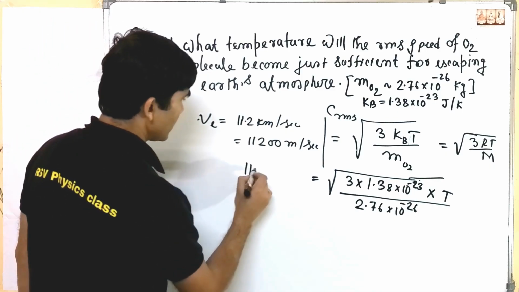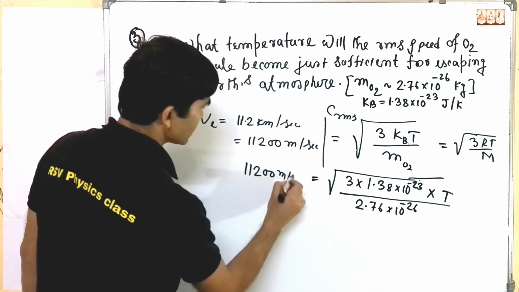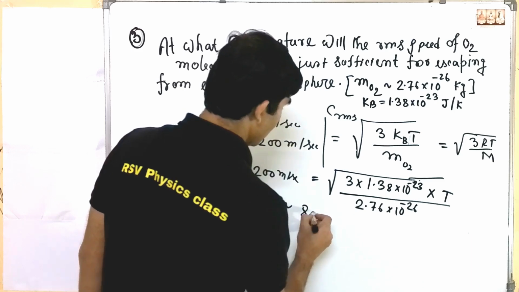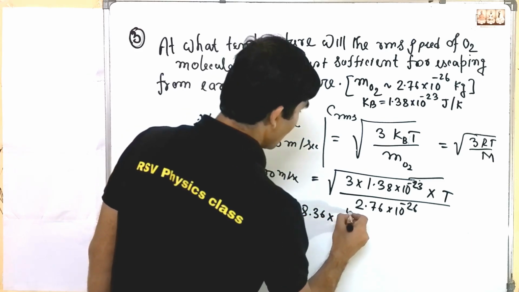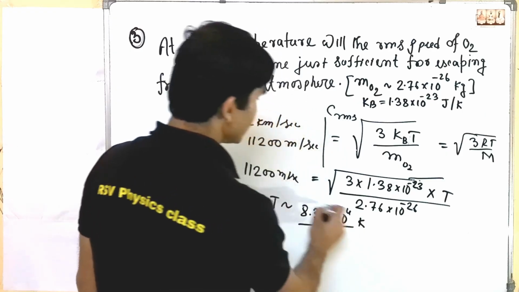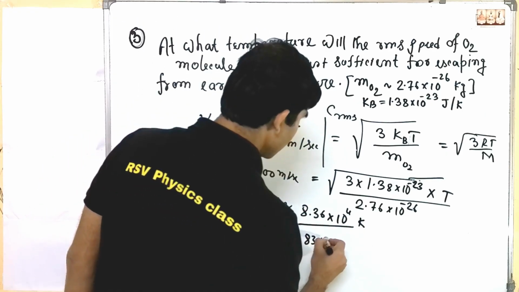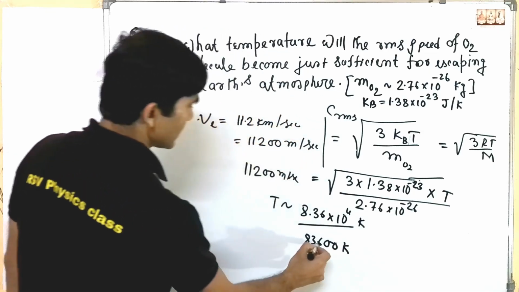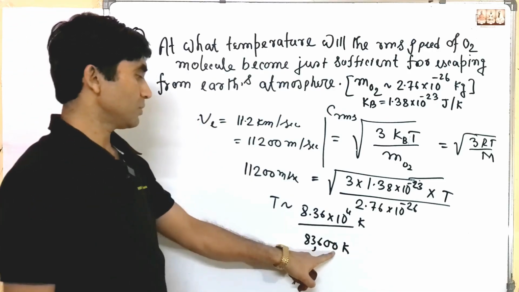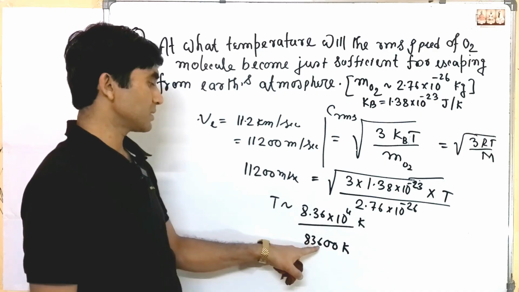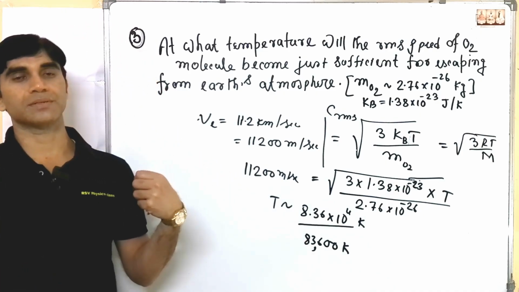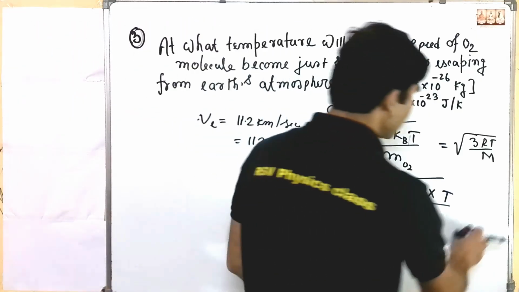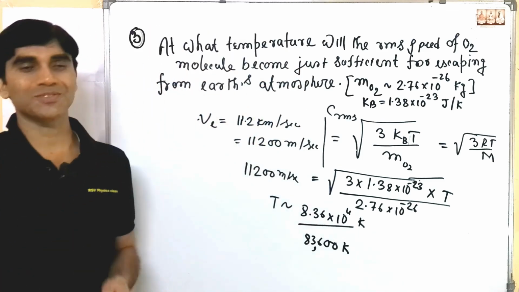This is equal to 11,200 मीटर पर सेकेंड. So temperature will be coming of the order of 8.36 into 10 to the power 4 Kelvin. 10 to the power 4 Kelvin मतलब इतना, 836 उसके बाद 00, है ना. So this much Kelvin. So that is about 83,300 degrees temperature. So lots of temperature, then oxygen molecule will escape. So इतना टेम्परेचर तो ग्लोबल वार्मिंग से तो बढ़ेगा नहीं. So don't worry about this.